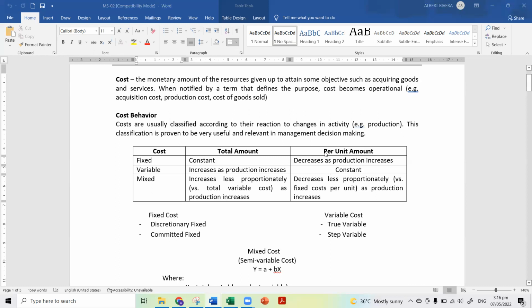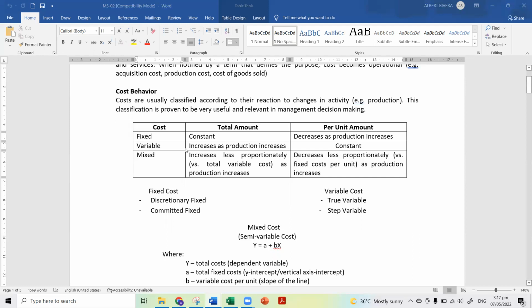So ito ang behavior ngayon ng fixed cost. The total amount is constant, that is 10,000. However, the per unit amount decreases as the production increases. So hindi pa tayo pumasok sa manufacturing, okay? Pinasok pa lang kayo sa idea na yun, ganun ang nature. So, habang dumadami ang members na nandun sa condo, lumiliit ang share ng bawat isa. And that is the behavior of fixed. Okay? Let's have variable naman. So, variable naman, ito naman increases as production increases. Okay? But the per unit is constant.